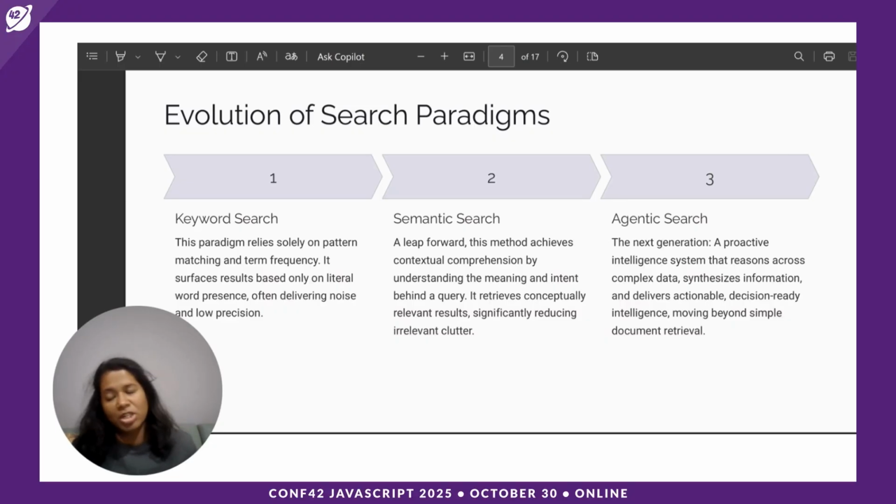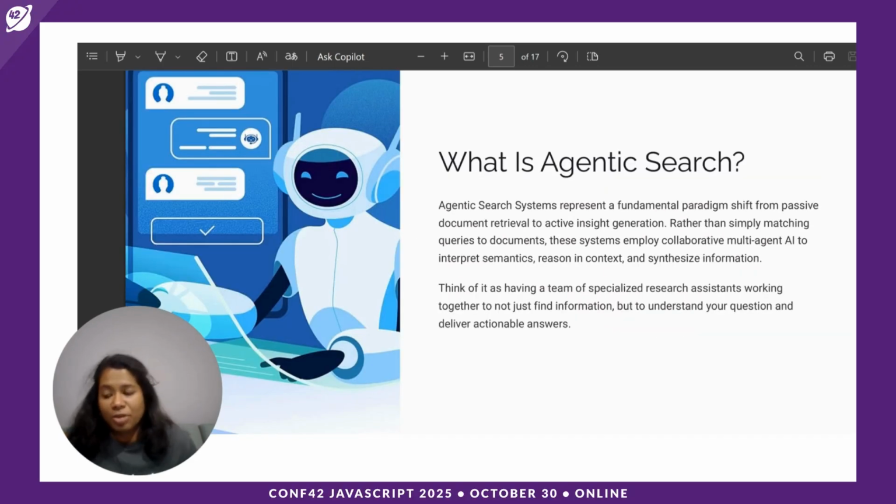The third generation is the topic that we are talking about, agentic search. It constitutes a paradigm shift from passive retrieval to active intelligence generation. These systems deploy specialized AI agents that understand the problem structure, plan investigations, and synthesize findings into decision-ready intelligence. So, now let's talk briefly about what is agentic search. Like we spoke, this is fundamentally a paradigm shift from traditional approaches through several key capabilities.